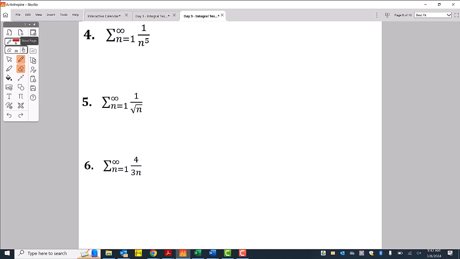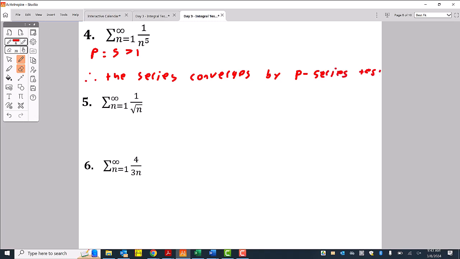Right here, we have 1 over n to the 5th. Well, our p in this case would be 5, which is greater than 1. The series converges by p-series test. That's it. That's all it is. All right, we do the same thing for 5. p is equal to 1/2, because that's what that fraction is, which is less than 1. So the series diverges by p-series test.